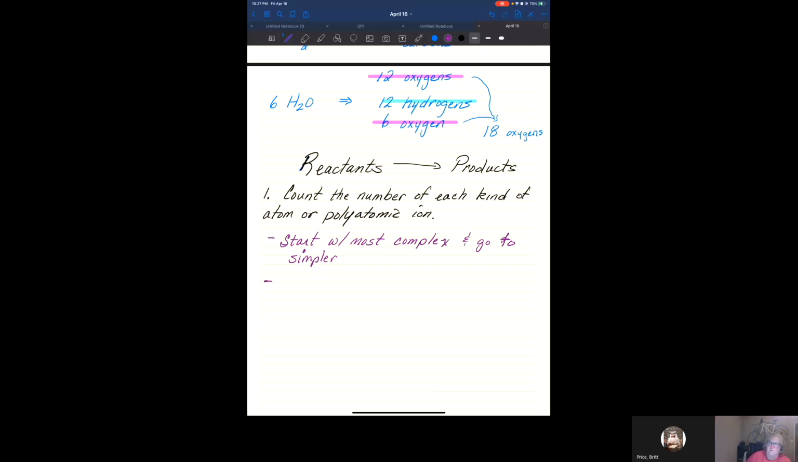Another one, this is more of a don't. Don't start with an element that is in multiple reactants and products.